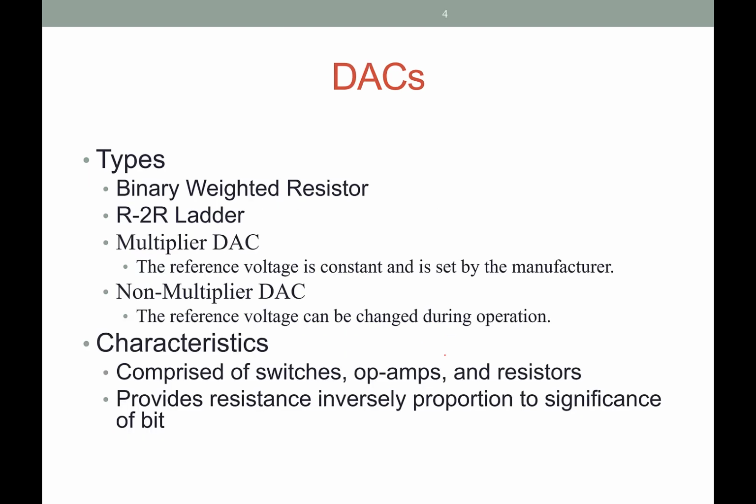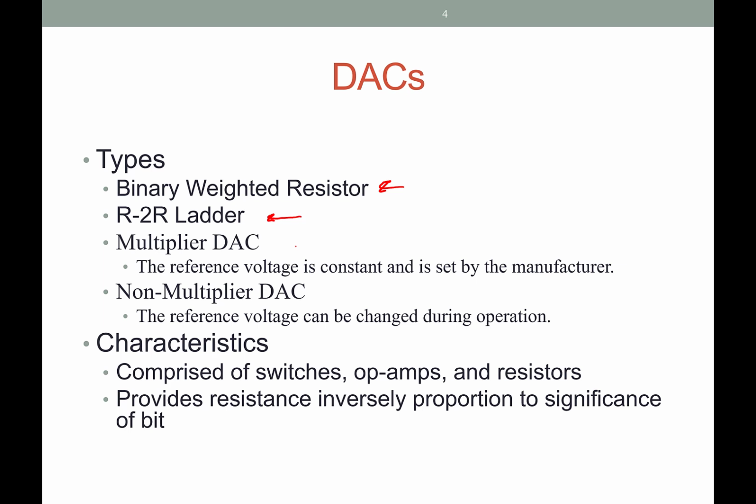There's multiple types of digital to analog converters. There's the binary weighted resistor, the R to 2R ladder. There's what we call the multiplier digital to analog converter and the non-multiplier digital to analog converter. In the multiplier version, the reference voltage is constant and it's set by the manufacturer, so you can't change it. So that previous slide where we talked about the output voltage, it's always going to be related to that same reference voltage. The non-multiplier DAC will not have that case.